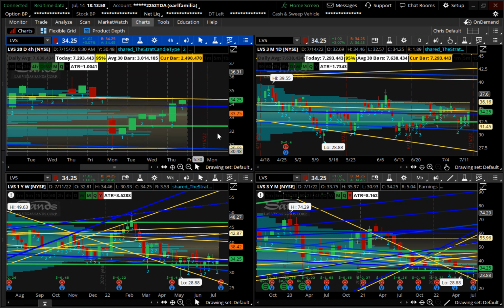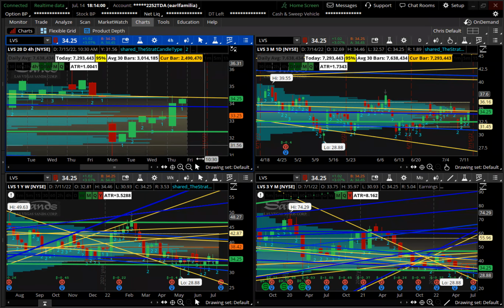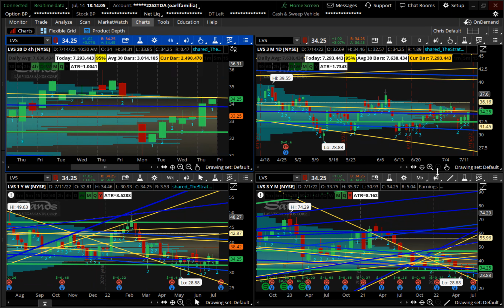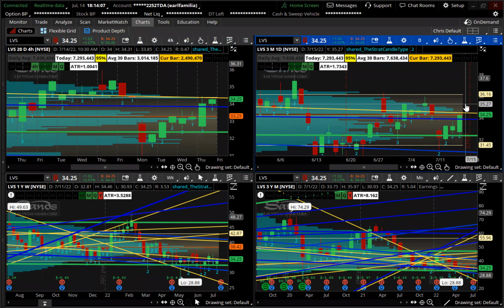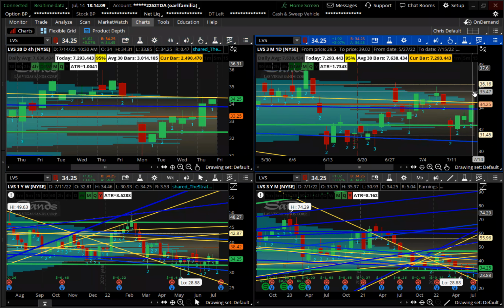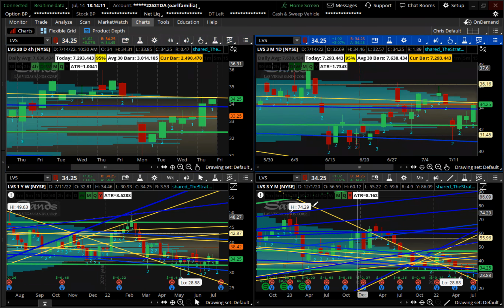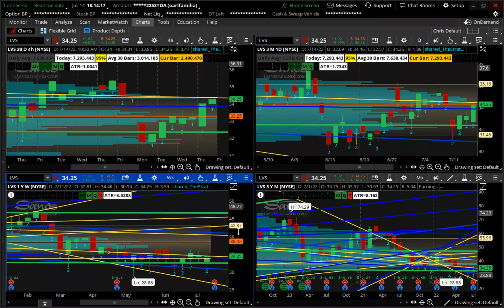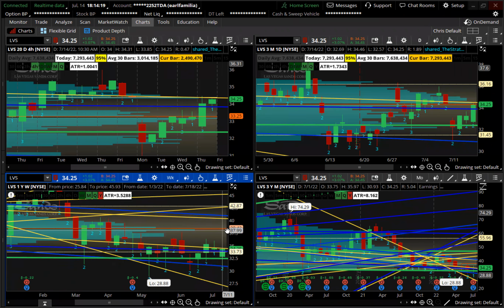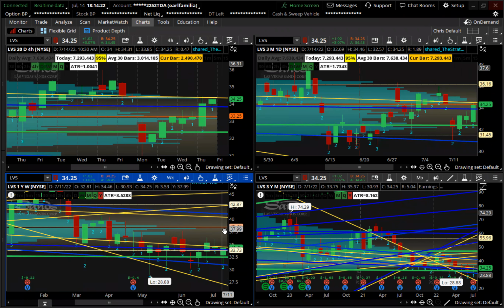LVS, Las Vegas Sands. It is hammering here on the 4-hour. 2 up on the day. Looking for continuation tomorrow. Looks like it stopped abruptly at a weekly level broad information, but it doesn't look bad. It doesn't look like it reacted negatively. But we got 2 down week.